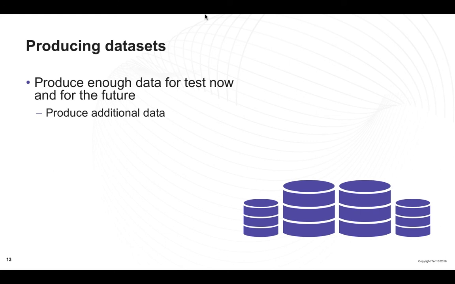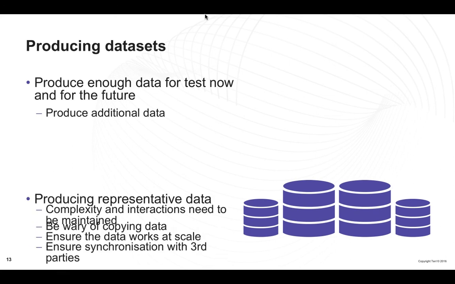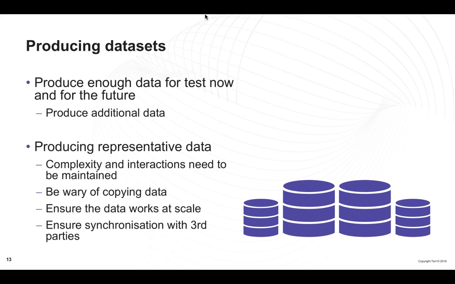The second point is around producing representative data. The structure and complexity of that data needs to be maintained. Be wary of copying data. If you have your terabyte, for example, and you just copy the same data for the additional terabyte, this can have an impact in terms of the way the database works behind the bonnet, in terms of how it optimizes those queries and how it caches things.